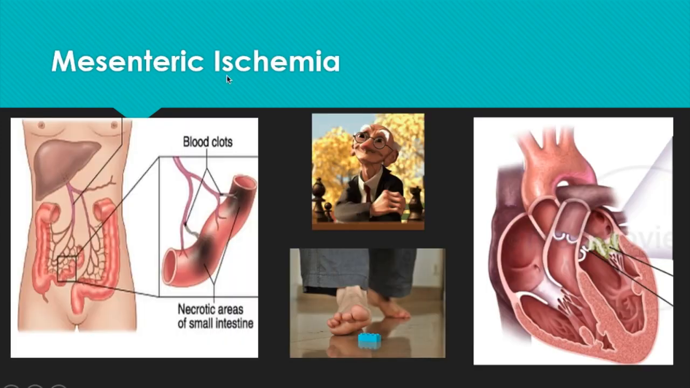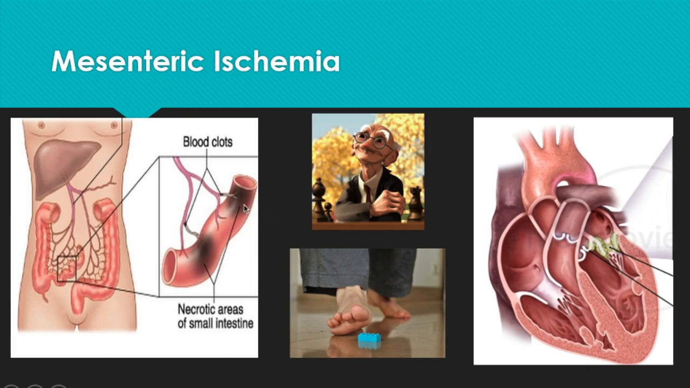We'll start with mesenteric ischemia. The problem over here is that the bowel is not getting enough blood, and there are a few reasons for it. One can be blood clots. If there's some clot in these vessels, the blood's not going to get here and the tissue down here is going to become necrotic. It's going to die off.